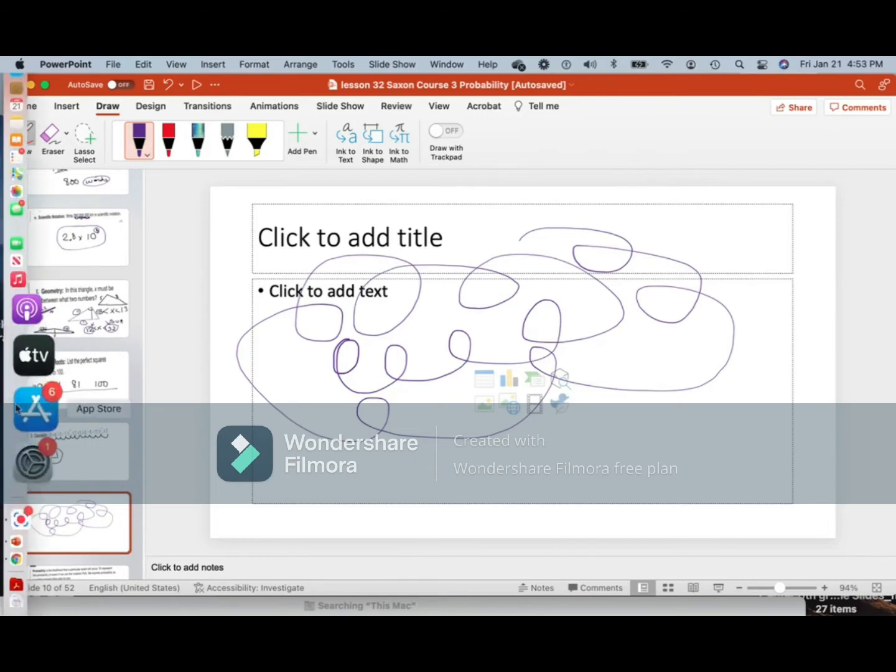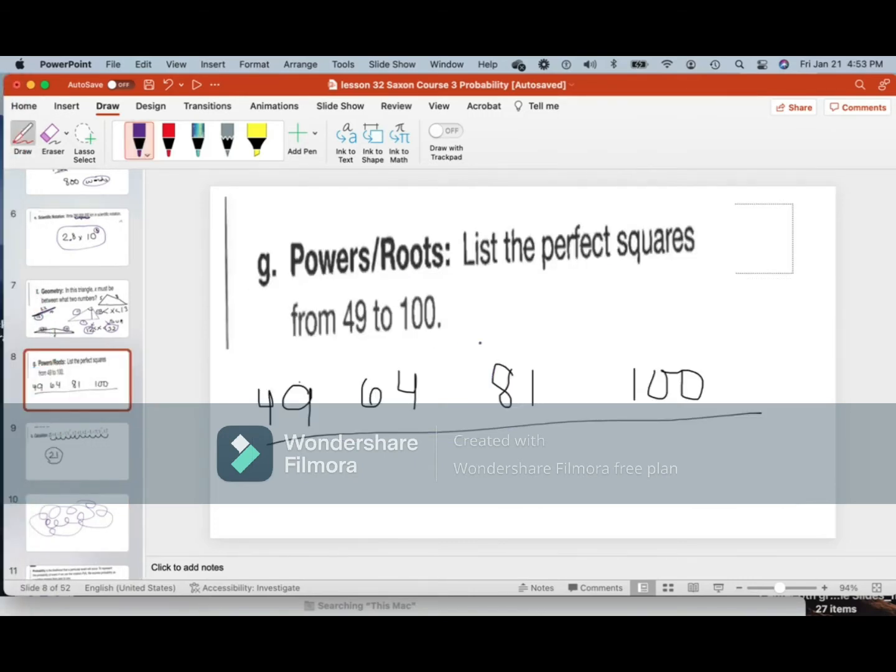Okay, so powers and roots. I realized that in class I did not read this correctly. List the perfect squares from 49 to 100. Since it said from 49 to 100, 49 and 100 should have been included. I did not do that in class. I treated it like a between, but it's not a between. It is a from. So we should have included that.